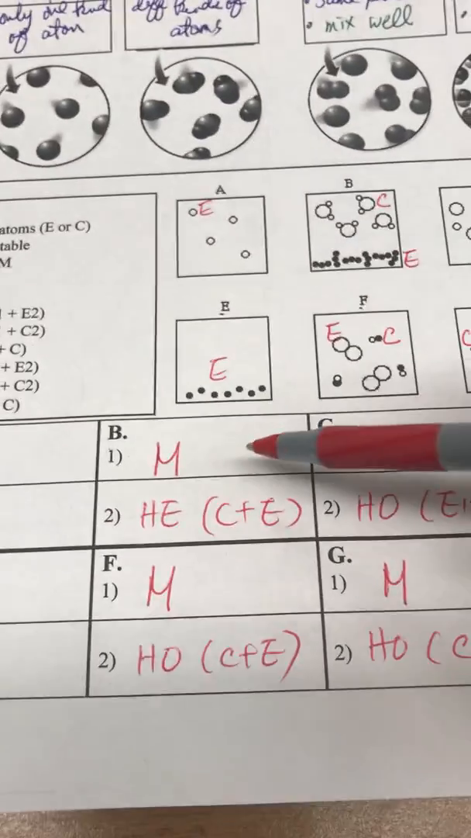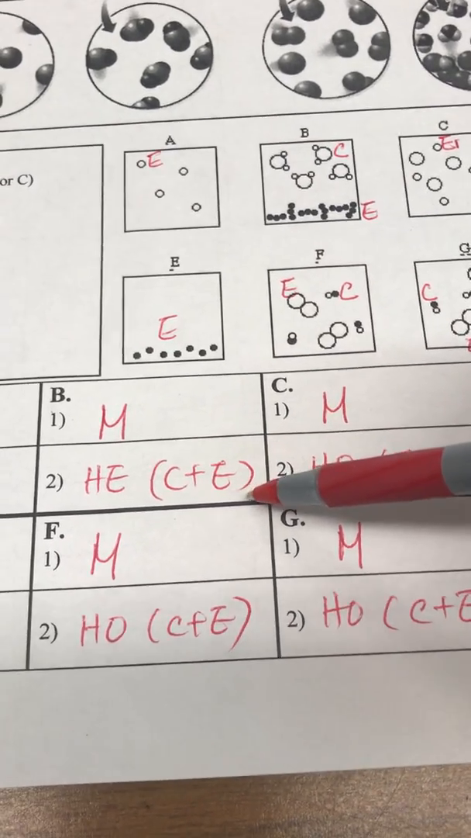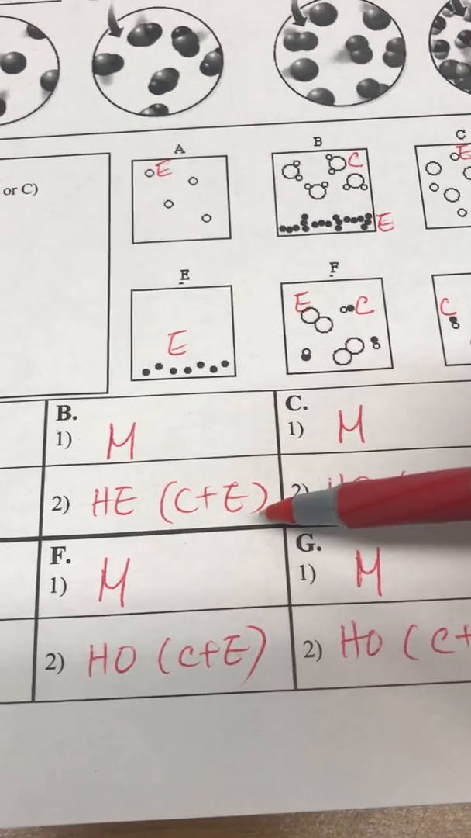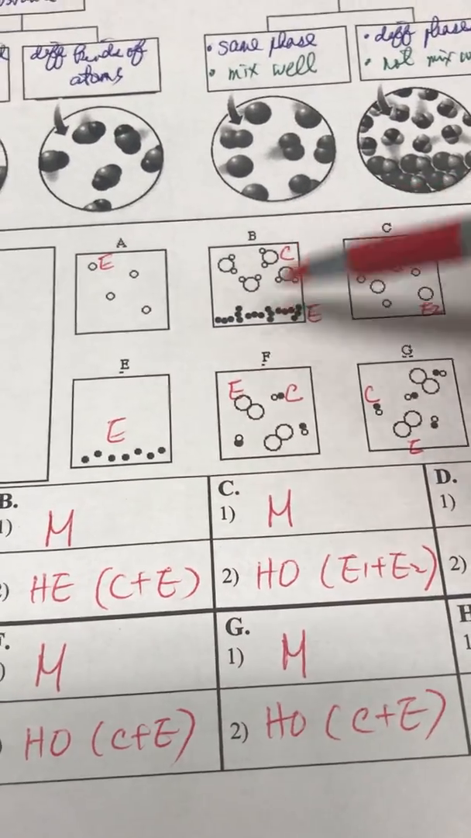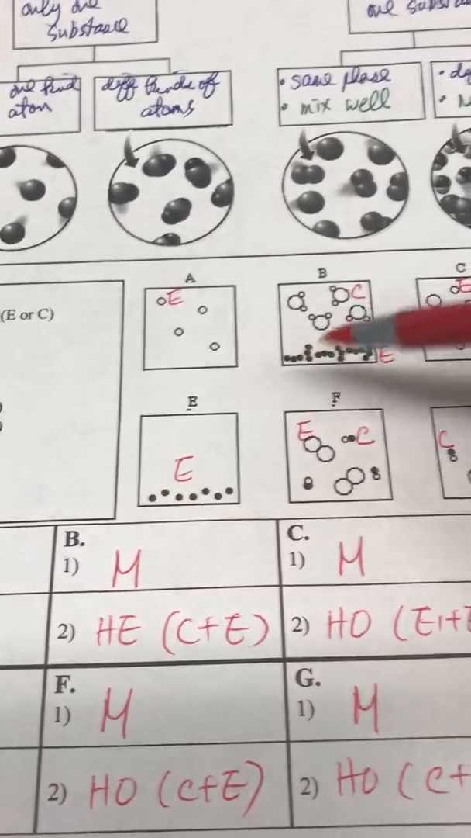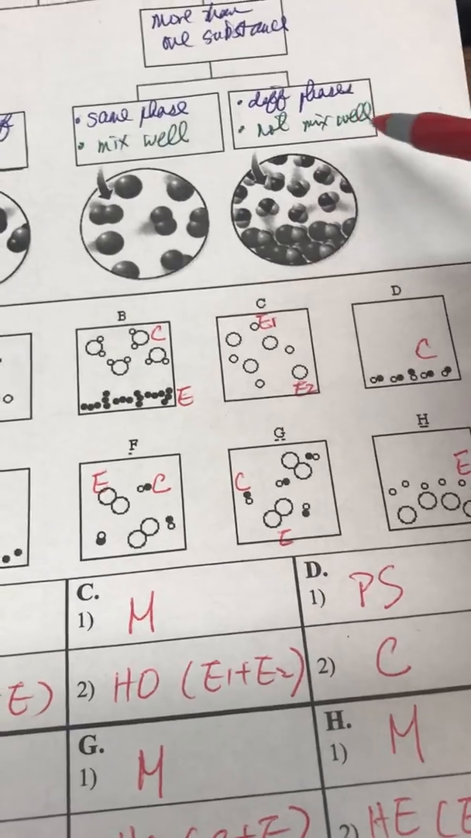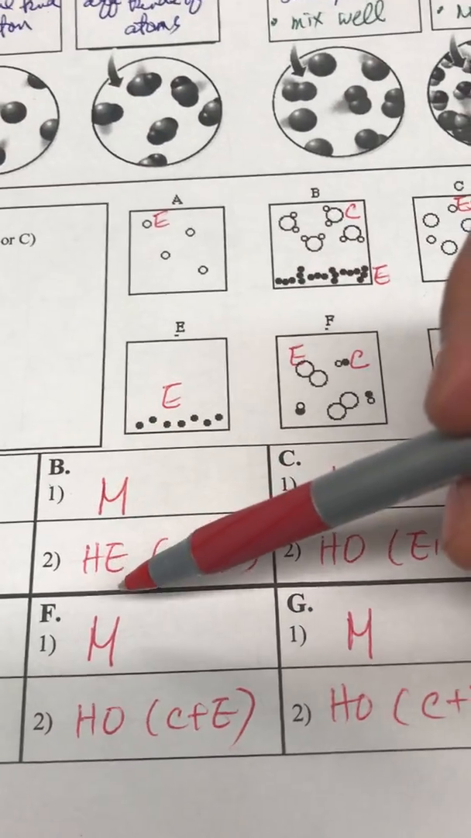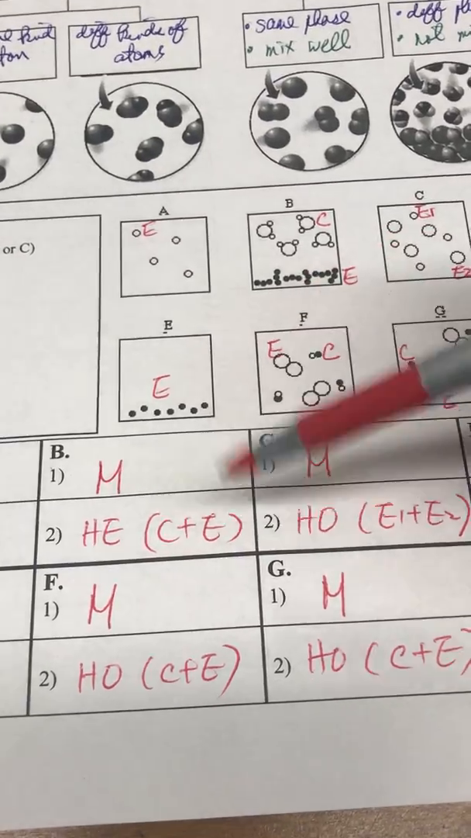So this, the B1, is a mixture. Now inside the mixture we have compound plus element. Again, E plus C or C plus E, I don't care. Since you write that as a mixture, we have to determine hetero or homo. So we say this is not mixed well, and we have two different phases. So this one will be a heterogeneous mixture of one compound, one element.